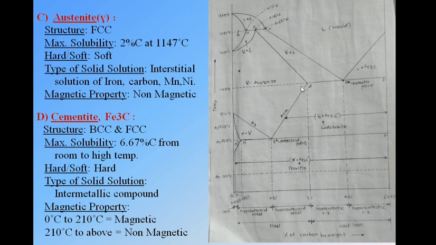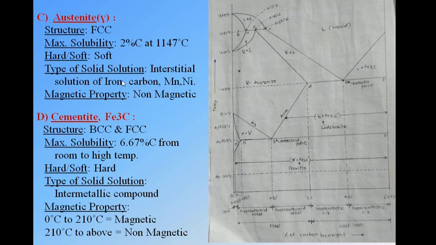What is the maximum solubility? We can see the extreme right point. What is the carbon percentage here? That is 2%. What is the temperature? That is 1147. So maximum solubility will be 2% carbon at 1147 degrees Celsius. Means austenite can dissolve 2% of carbon at 1147 degrees Celsius. Okay, so is it hard or soft? As it is a phase of steel, carbon below 2%, this is a softer phase.